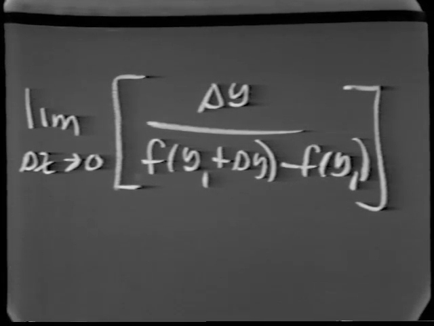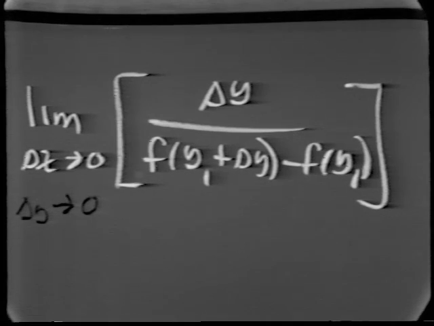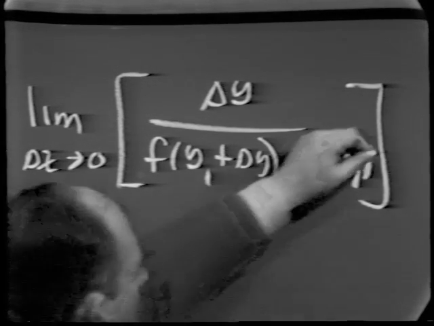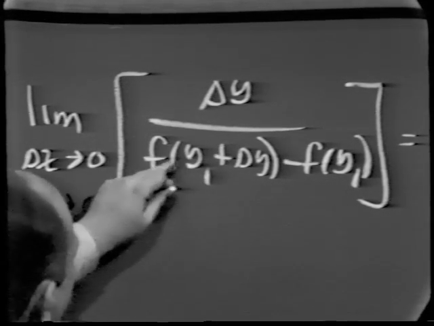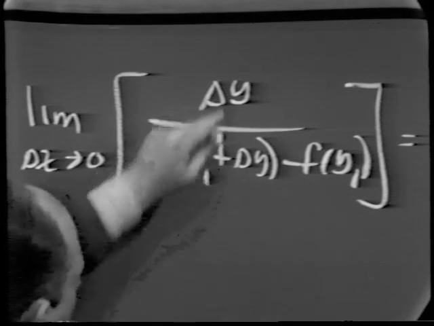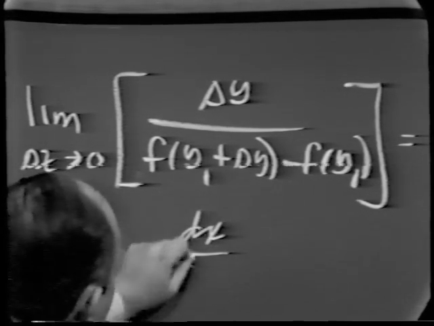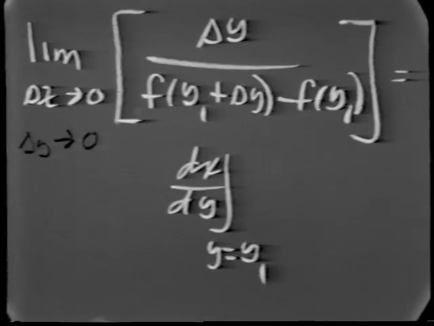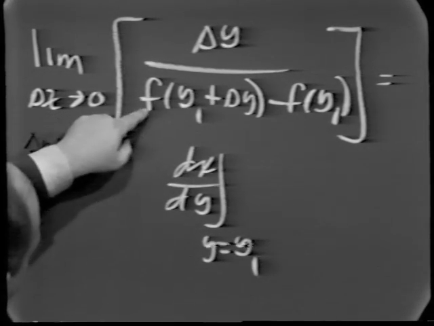If this had been a delta y approaching 0, this would have just been what? See, if we could assume that as delta x approaches 0, delta y approaches 0, this just would have been what? This is the reciprocal of the derivative of f of y with respect to y. In other words, this would be what one would call dx dy evaluated at y equals y1. See, remember, this is what?